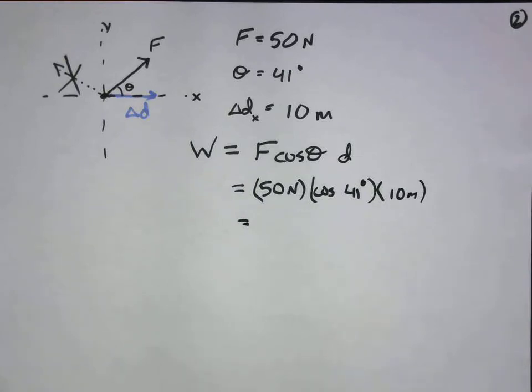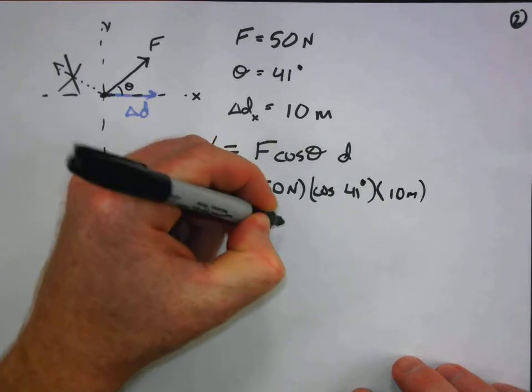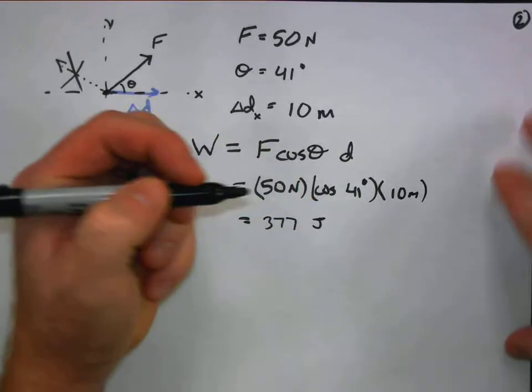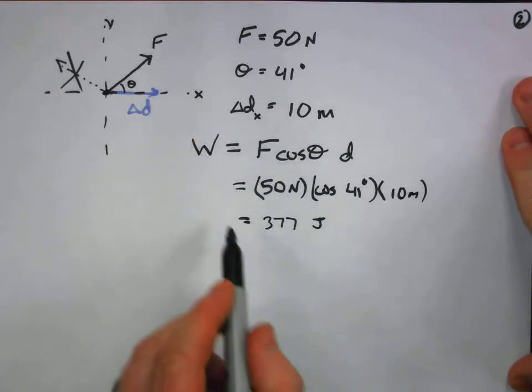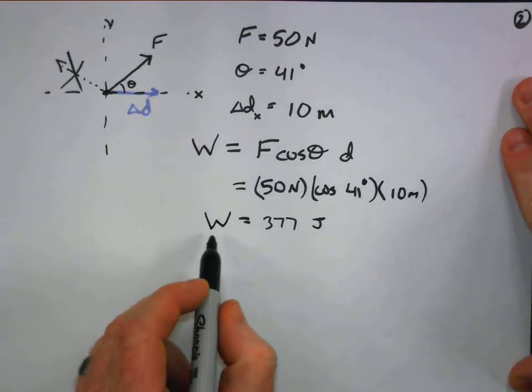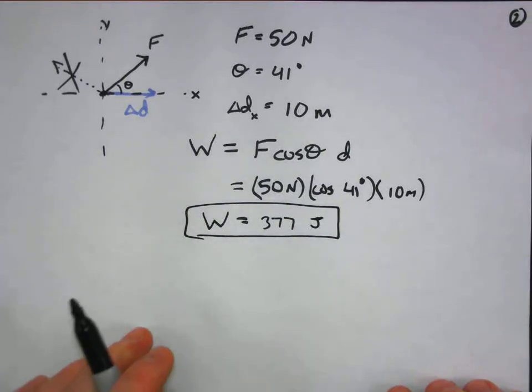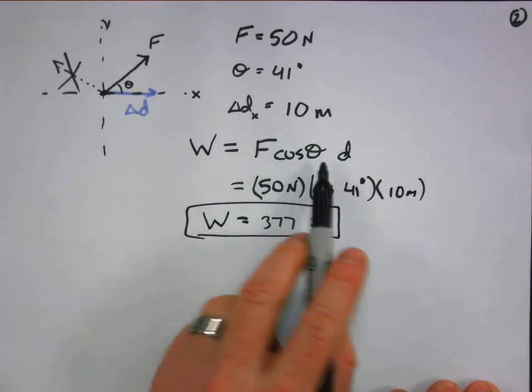So, handy dandy calculators out. The work done by the x component of that force would be 377 newton meters. Easy. So this is why you're going to see this business of a cosine of an angle in the equation for work.